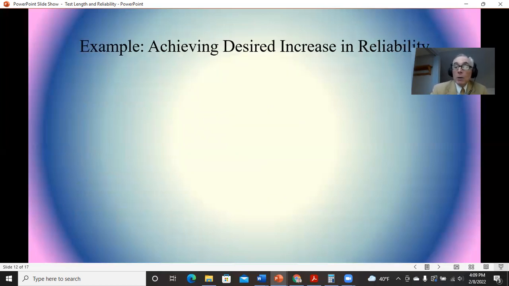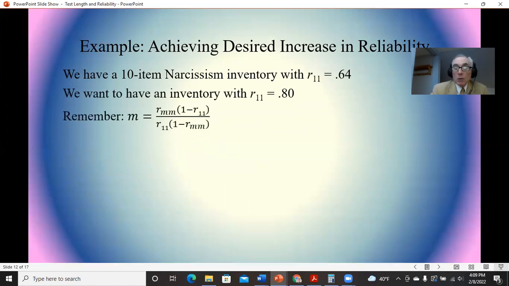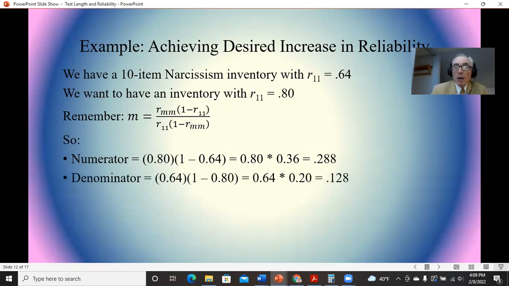So here we go. We're going to try to increase the reliability of our narcissism inventory from 0.64 to 0.8. And so here's our equation, and we just plug everything in. The numerator, 0.80 is what we're after, times 1 minus 0.64 gives us 0.288. The denominator, you take what we have, 0.64, multiply that times 1 minus 0.8, you get 0.128. You divide, and you have 2.25.